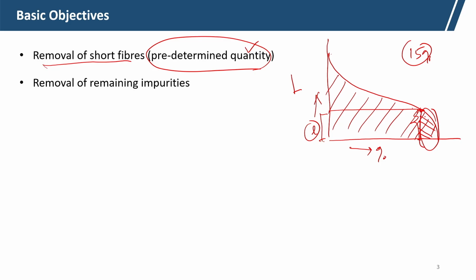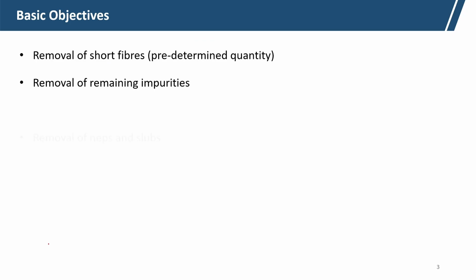Then the next objective is to remove the impurity. Whatever impurity is left in the draw frame sliver can be removed, eliminated from the sliver, from this fiber. Removal of naps and slabs: during combing, when it is processed through the comb pins, removing the naps and slabs is possible.